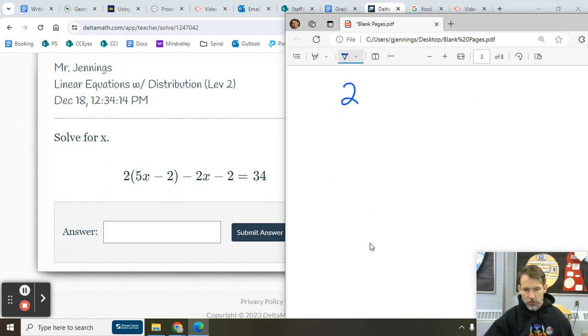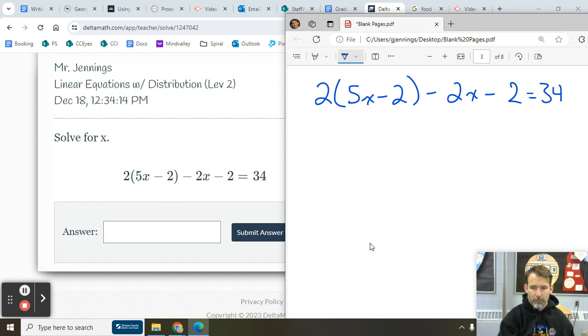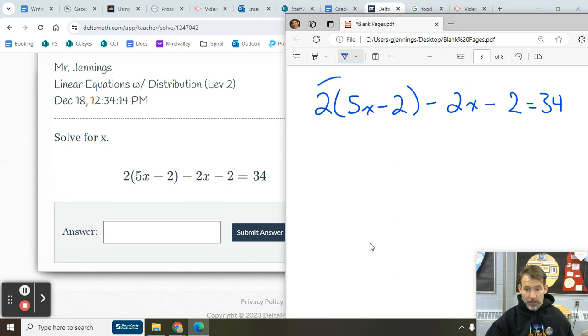Copy the question. 2 times 5x minus 2, minus 2x minus 2 equals one of my favorite numbers, 34. Let's try it. Simplify. Distribute, meaning we multiply both of the things inside the brackets by 2. 2 times 5x is 2 times 5 times x, which is 10x. 2 times negative 2 is negative 4. Minus 2x is a thing we can do. Minus 2 is a thing we can do, and that's equal to 34. All those things just come down.